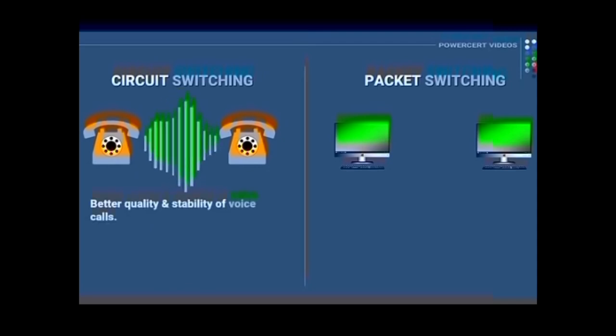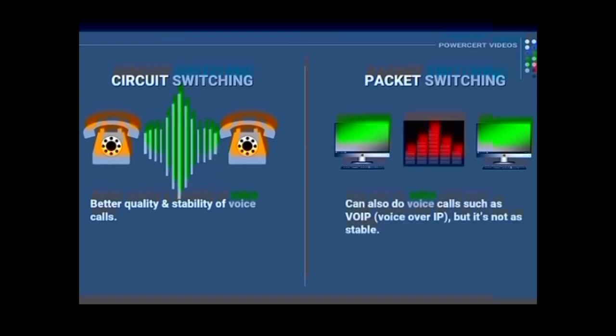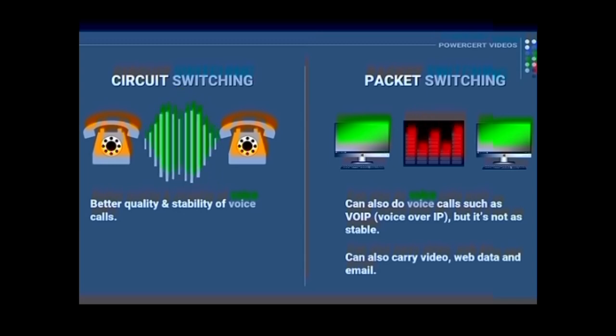Let's talk about some of the major differences between the two. Now, in circuit switching, the quality and stability of the communication is better, which makes it better for voice calls. Packet switching can also do voice data, which is known as voice over IP, but it's not as good as circuit switching. However, packet switching is more flexible.